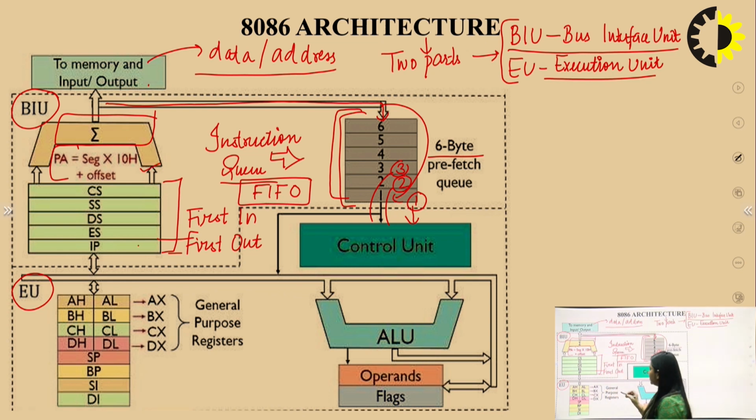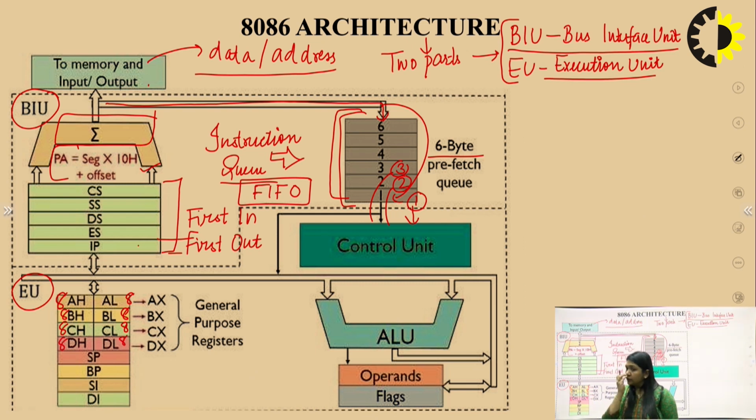So these are general purpose registers. There are 4 general purpose registers. A is for accumulator, B is for base register, C is the count register and D is our data register. These 4 are divided into 2 parts each: accumulator lower part, accumulator higher part. Each of them is 8 bits.